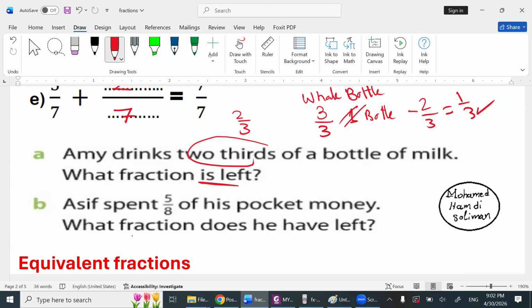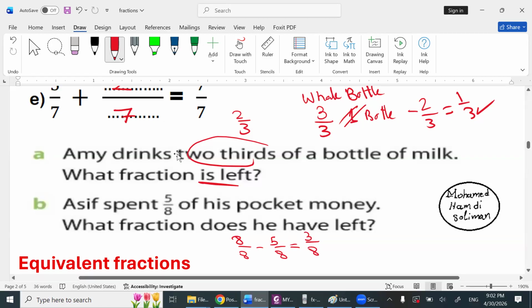Asif spent 5 over 8, or 5/8, of his pocket money. What fraction does he have left? The total amount of money that Asif has is 8 over 8. If he spent 5 over 8, the remaining fraction will be 3 over 8.